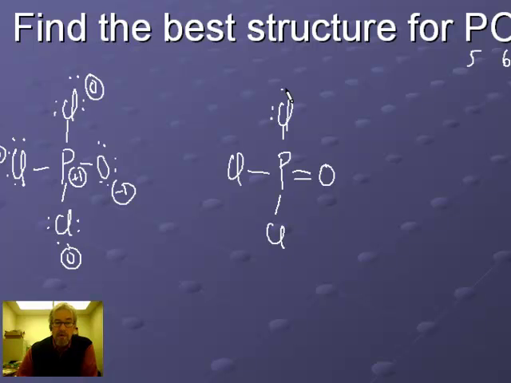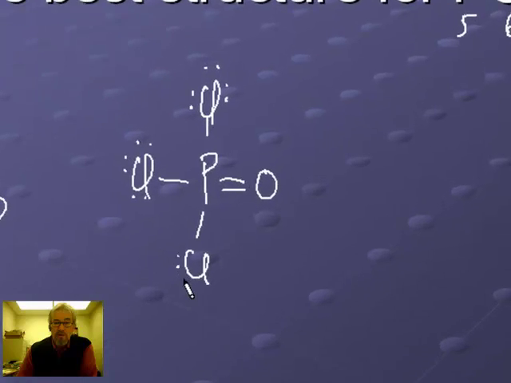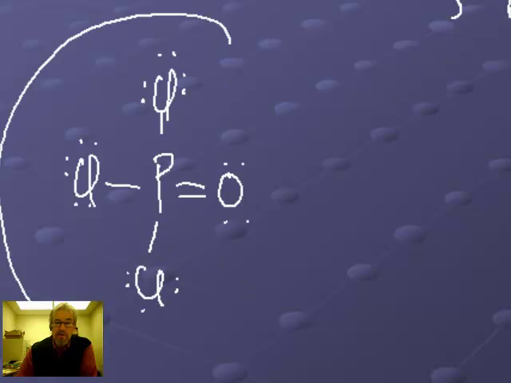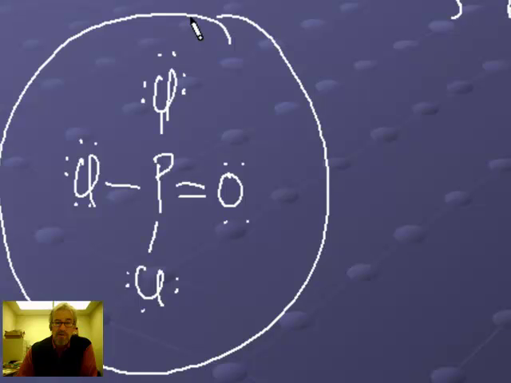Single bonded chlorines are each 0. A double bonded oxygen is going to be 0. And then counting down from 5 for phosphorus, we go 4, 3, 2, 1, 0. So this structure has all zeros for formal charge. That's the better structure. And it's allowable because phosphorus is in period 3, and period 3 and lower on the periodic table can have expanded octets.